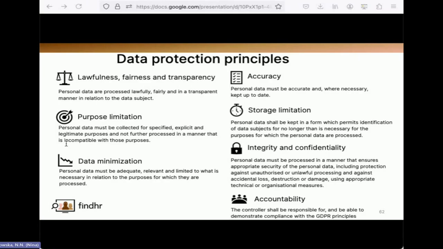Data minimization principle, this is really important, especially when we talk about AI systems that are, of course, data-driven and use massive amounts of data. The data minimization principle says that personal data must be adequate, relevant, and limited to what is necessary in relation to the purpose of processing this data. Then we have the integrity and confidentiality principle, which is basically about taking appropriate security measures over personal data, and the accountability principle, that the controller, the person who is processing data, is responsible for it and has to comply with the GDPR.